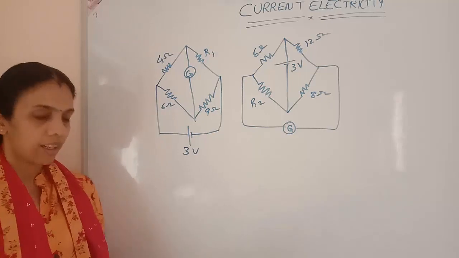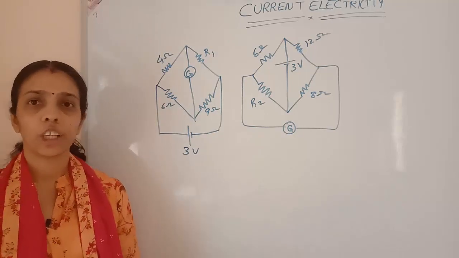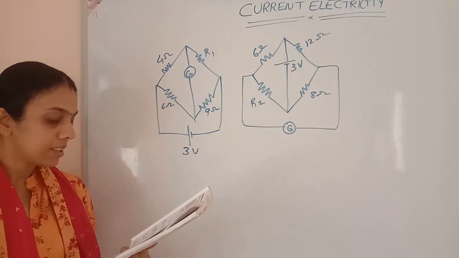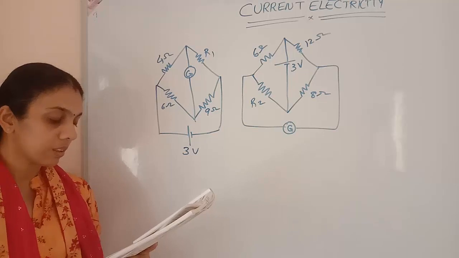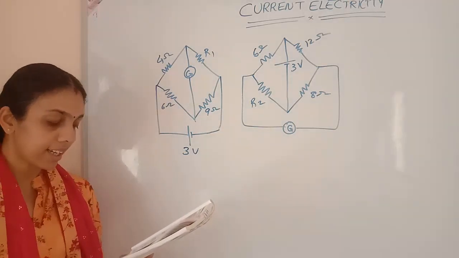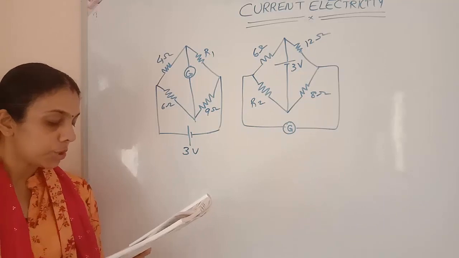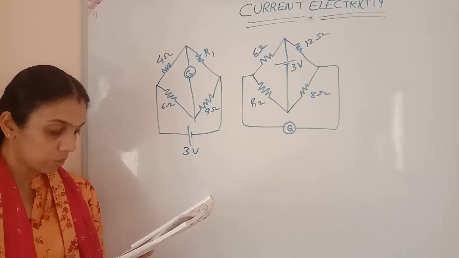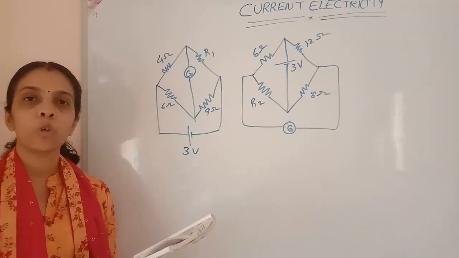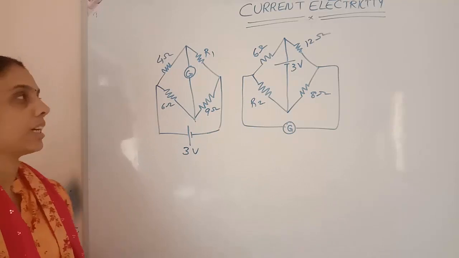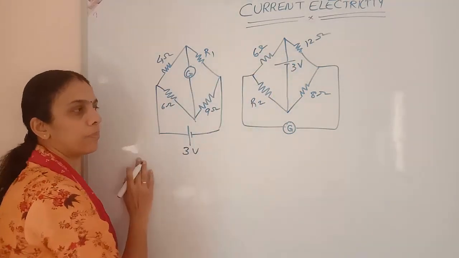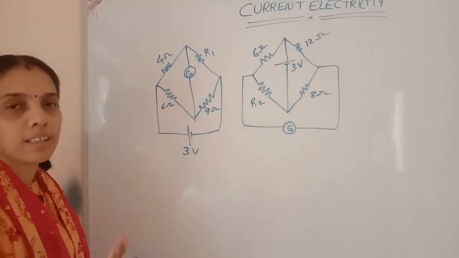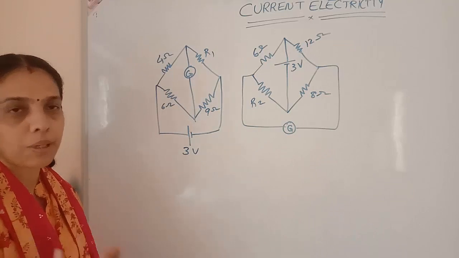Yesterday I gave you one check your concept question. The question was: the galvanometer in each of the two given circuits does not show any deflection. Find the ratio of resistors R1 and R2 used in these two circuits. The galvanometer is not showing any deflection, that means no current is flowing through the galvanometer. That means it's obeying Wheatstone's bridge principle, right?